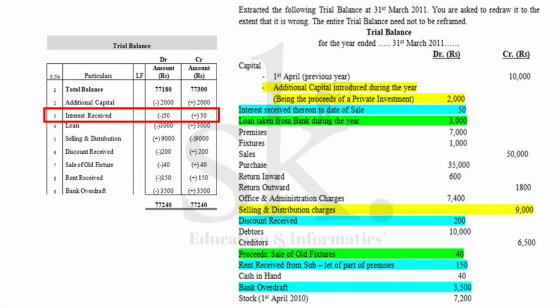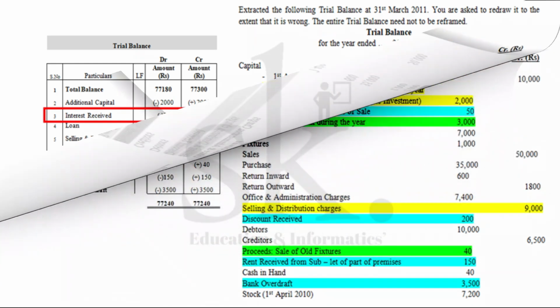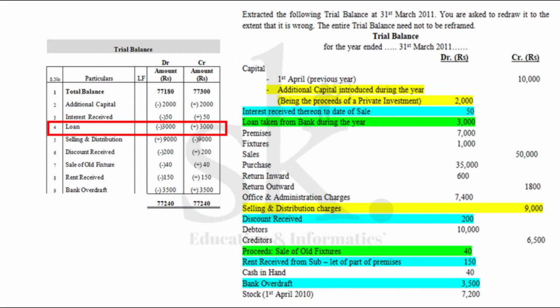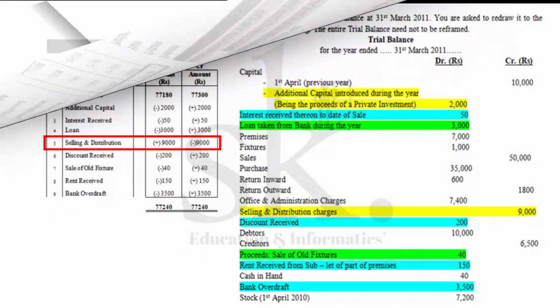Interest received, being a part of income, has to be credited. So it has wrongly gone to the debit side. So we have to remove it from the debit side, so minus 50 from debit. And we have to introduce it on the credit side, so plus 50 on the credit side. Third point, loan taken from bank during the year, 3,000 rupees, has to be on the credit side. So we deduct it from the debit and introduce the figure on the credit column.